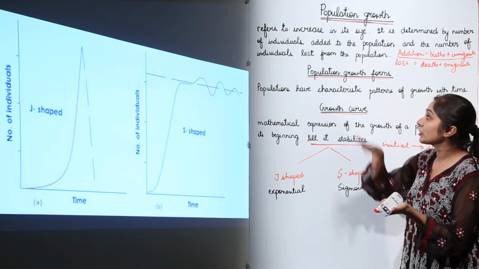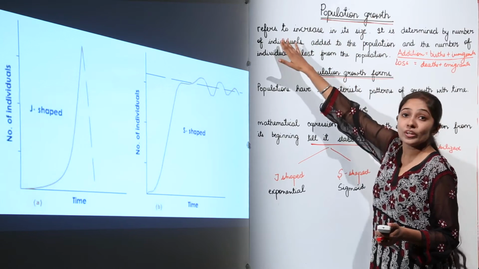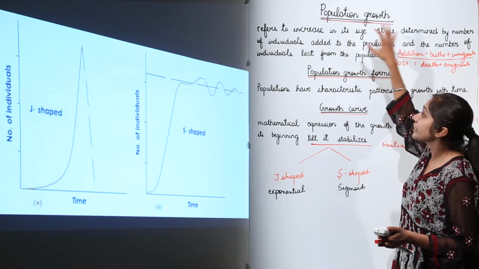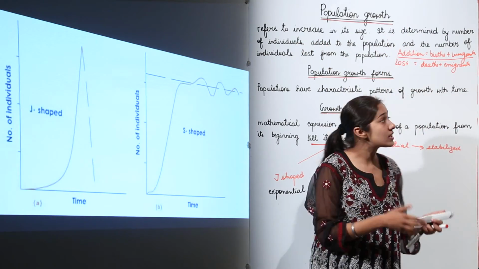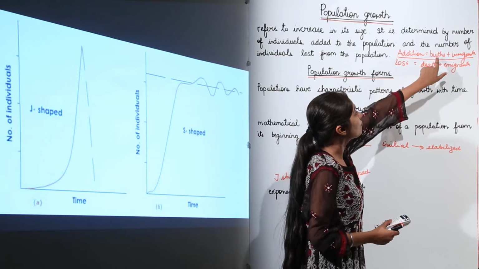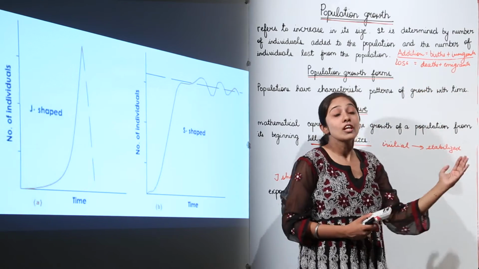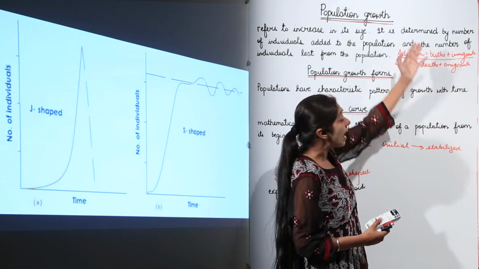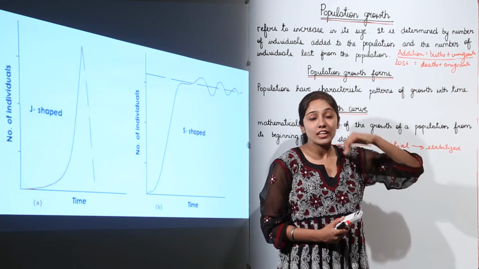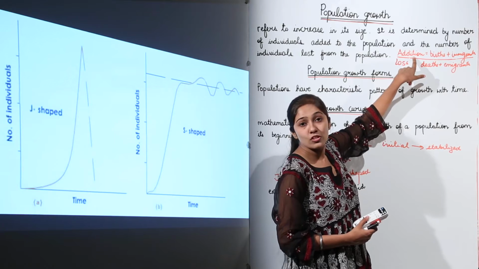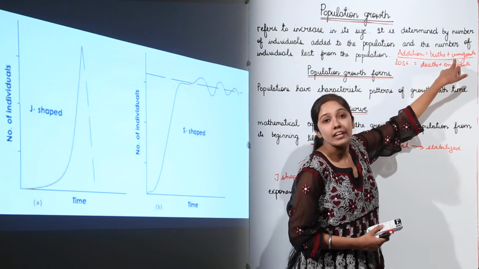Now let us recall what we have done. Population growth refers to the increase in its size. We can determine the number of individuals added by calculating the number of births plus immigrants. Immigrants are those who have permanently moved to our region. For example, many Nepalis and Chinese come to India, so they add to the number of individuals in the population. So we can find addition in terms of births and immigrants.